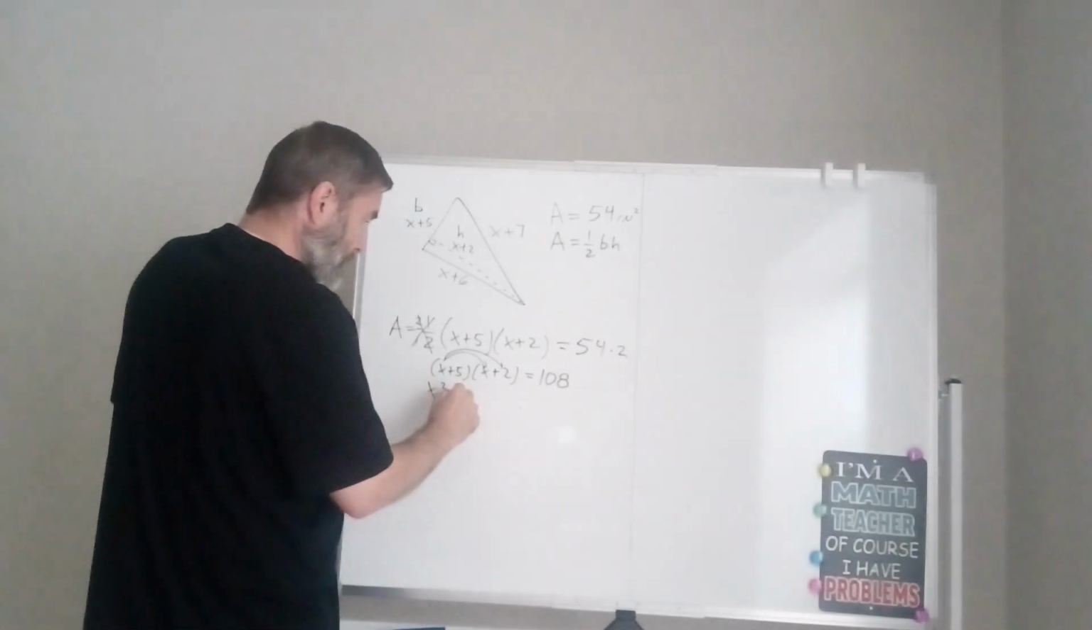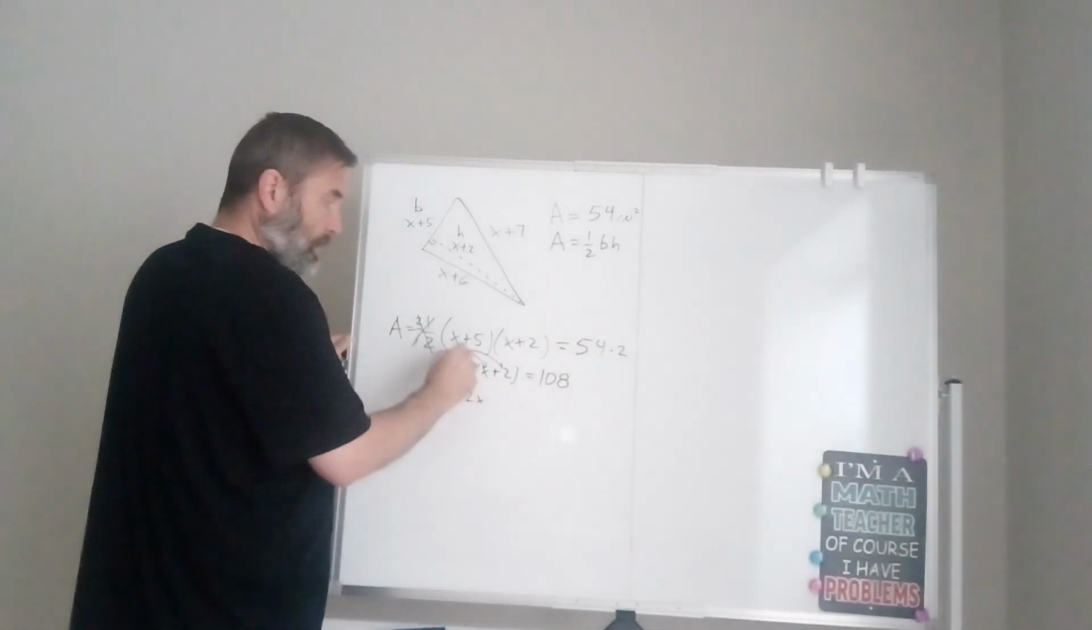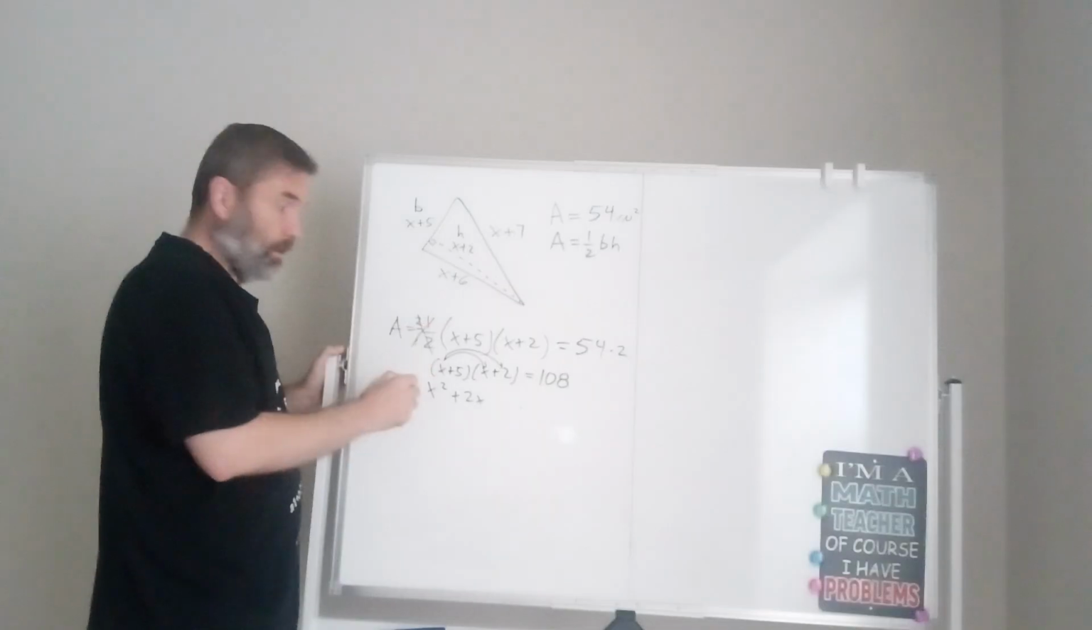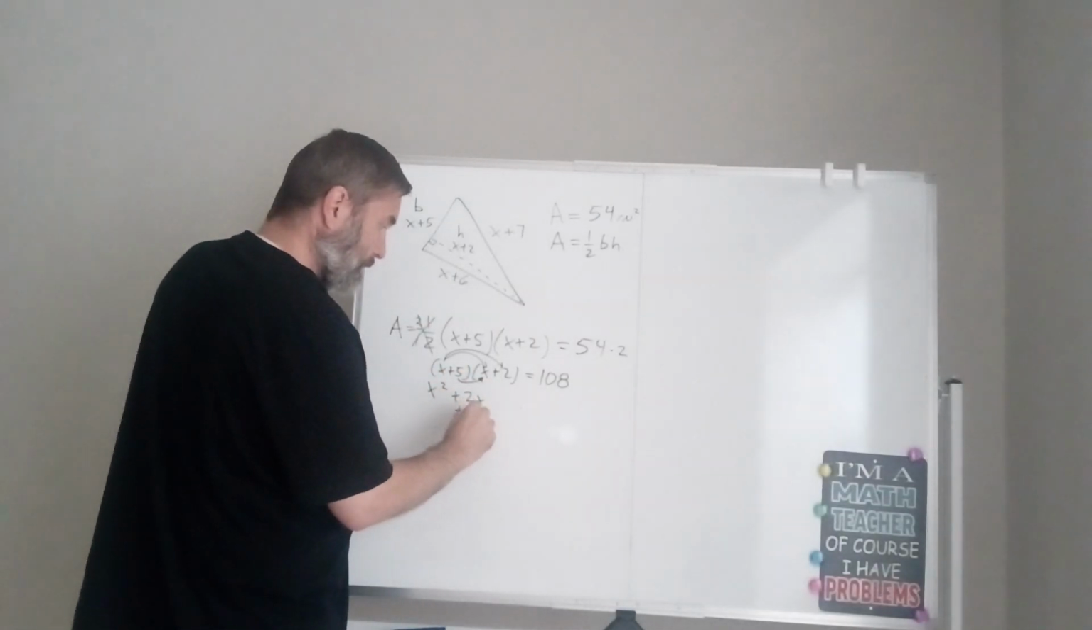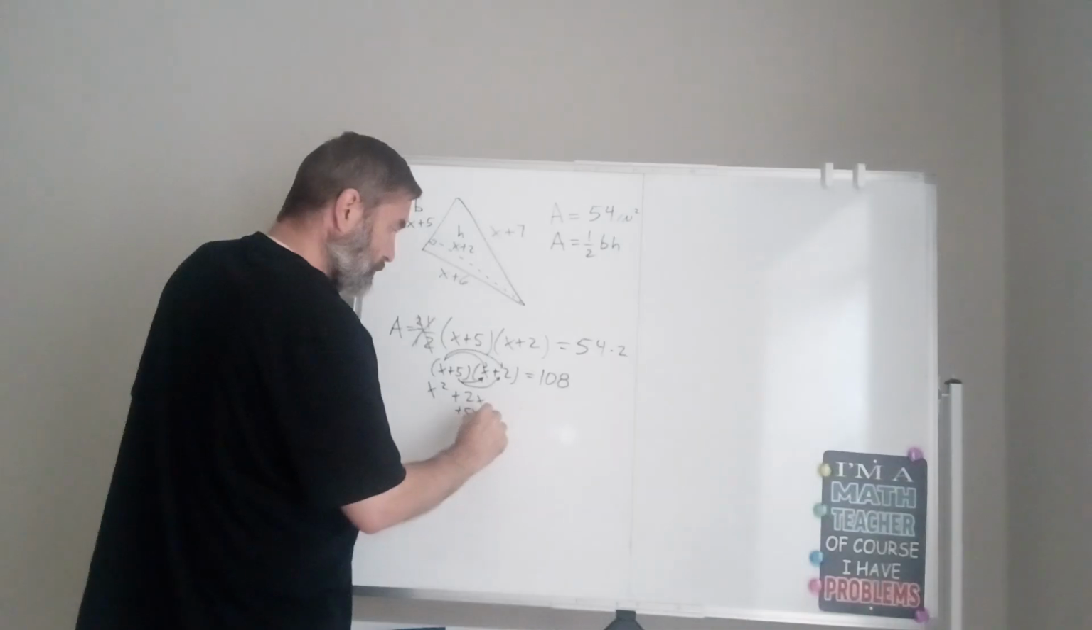Hopefully you know that. Plus 2x. Now, I've done the x times both of those, so now I have to come and do the 5. So I've got the 5 times the x. I usually like to write it here. And then I got the 5 times the 2, which is plus 10.